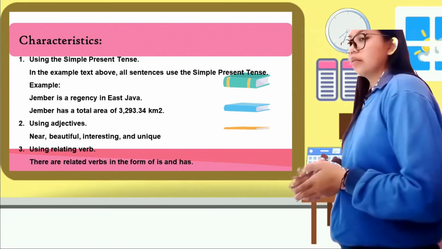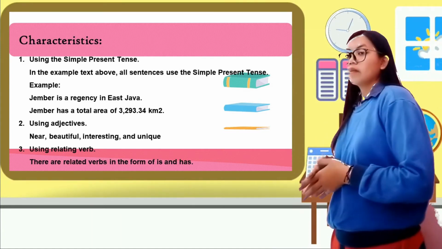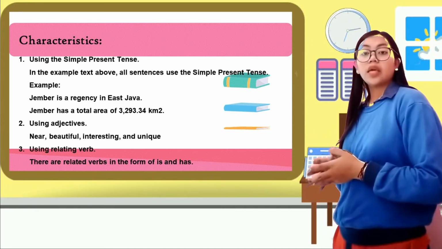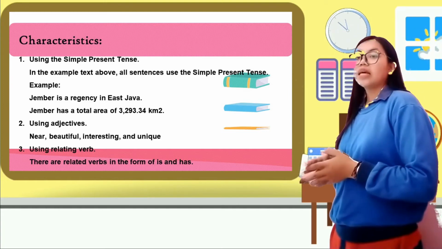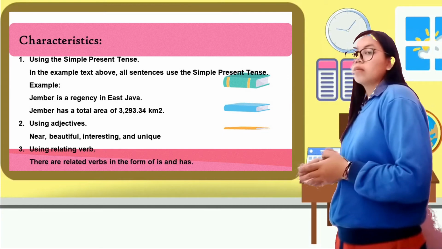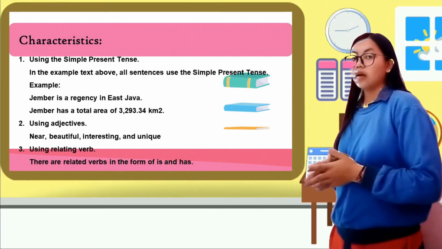Alright, the second one is using adjectives. There are near, beautiful, interesting, and then unique. And for the last is using relative verbs. There are the forms of is and has.